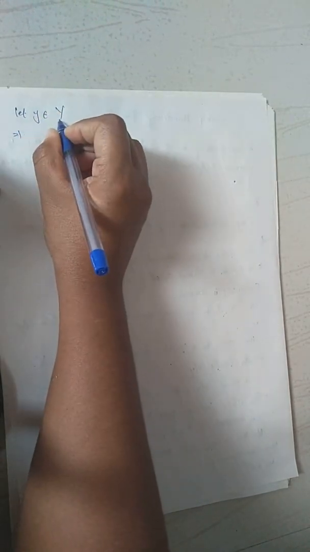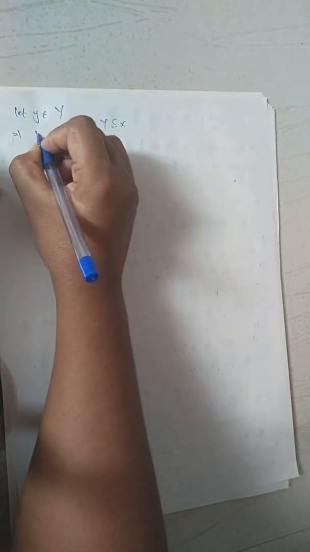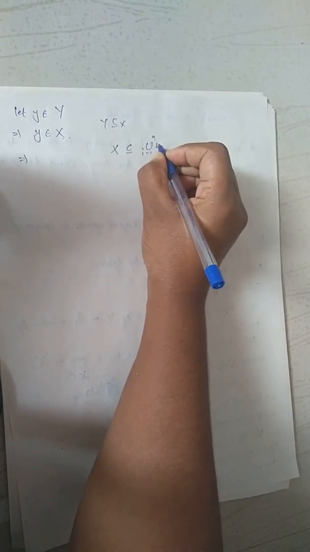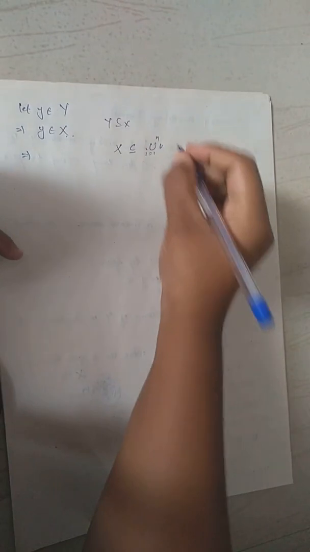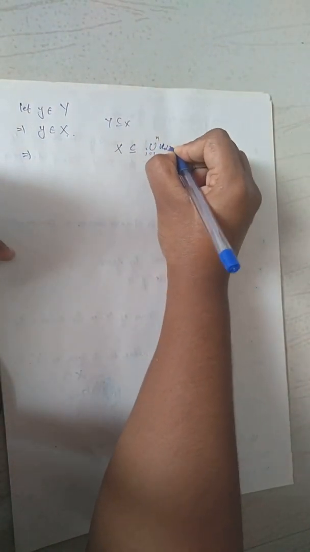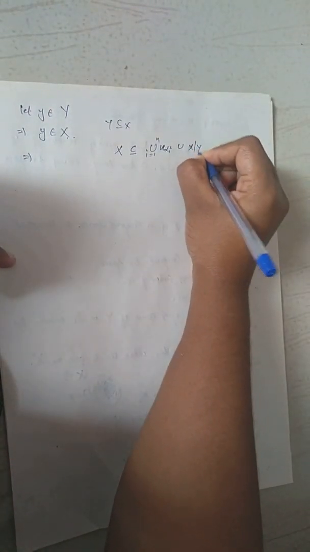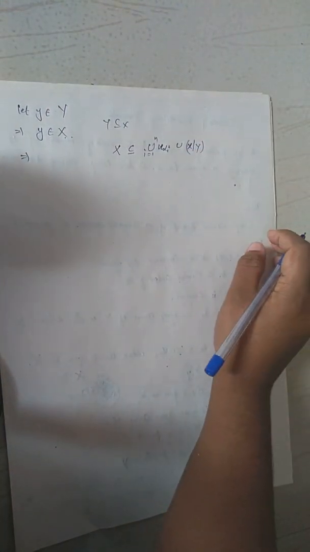Since y belongs to Y and Y is a subset of X, y also belongs to capital X. Okay. Since y belongs to capital X, we know X is completely contained in union i equal to 1 to n u alpha i union x minus y, including the set x minus y.